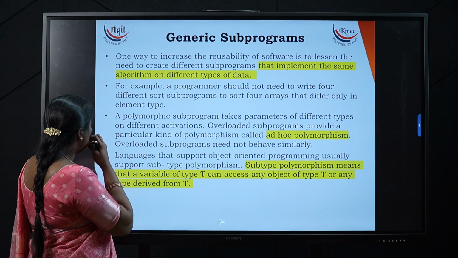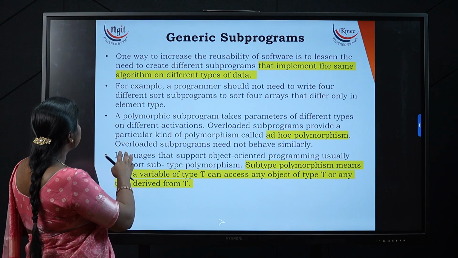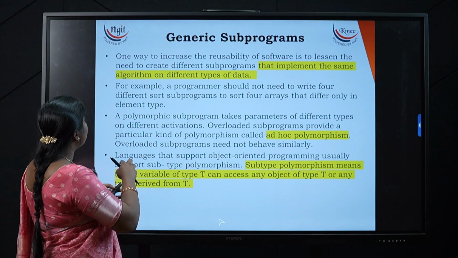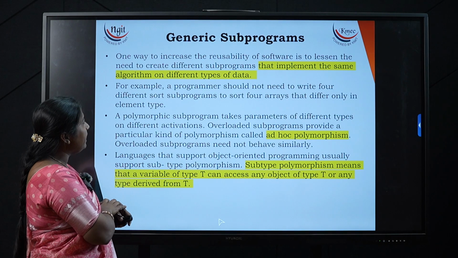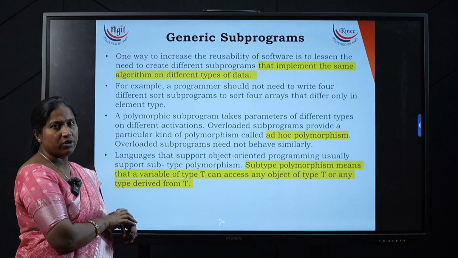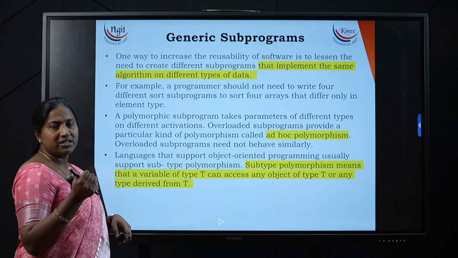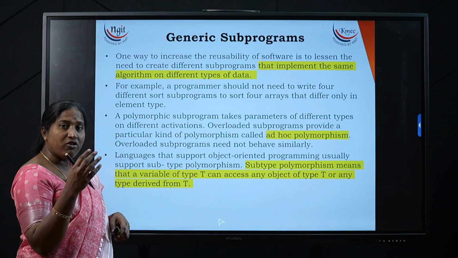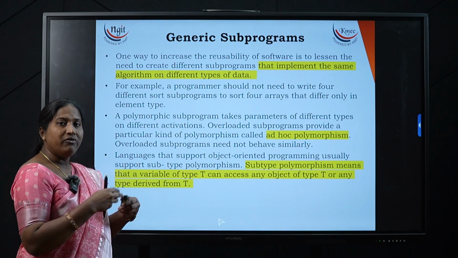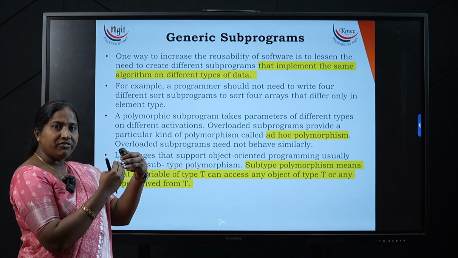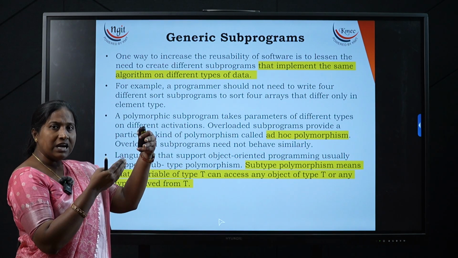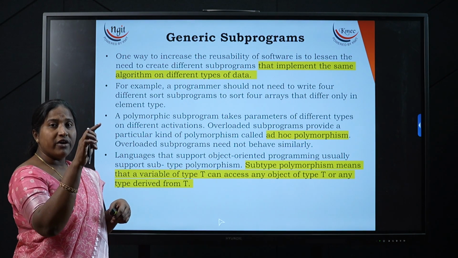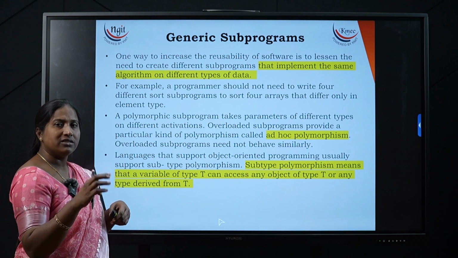Let's take an example. Before we see the example, we say it is a polymorphic subprogram. For example, a programmer should not need to write 4 different sort subprograms to sort 4 different arrays. It is natural, right? When I want to sort 4 different arrays, we will not take 4 different subprograms. What we'll do is define a generic subprogram, and that subprogram will get called with 4 different parameters.